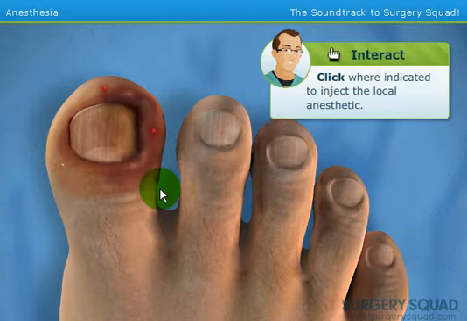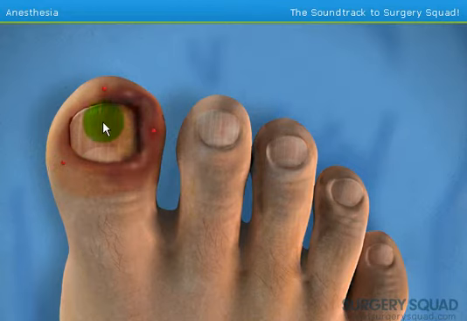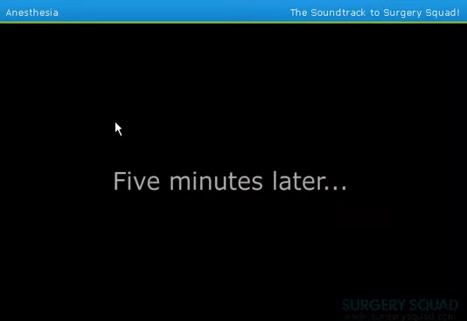Все, уколы мы... Great. Now we'll wait a few minutes for the toe to get numb. Ему 5 минут ждать? Чё? Если мы это не будем на самом деле 5 минут ждать.